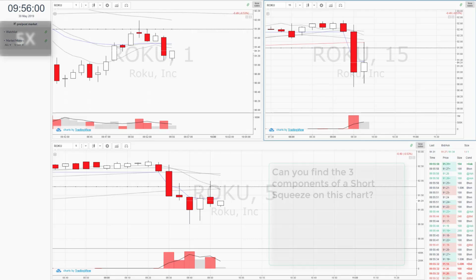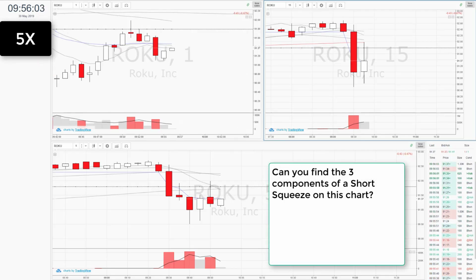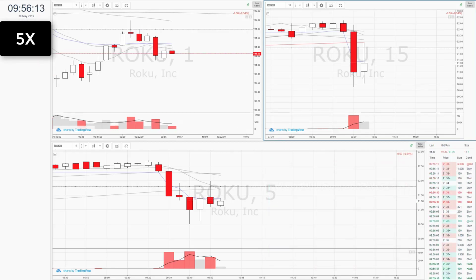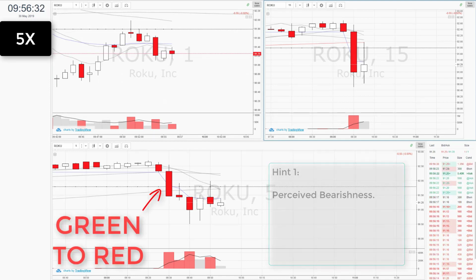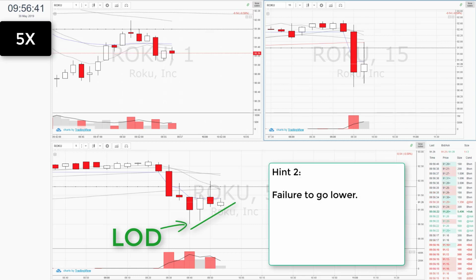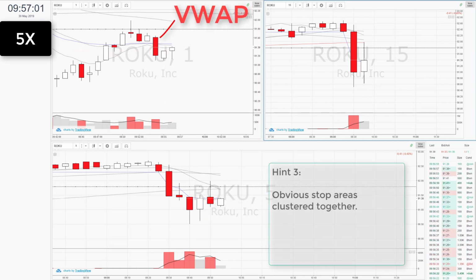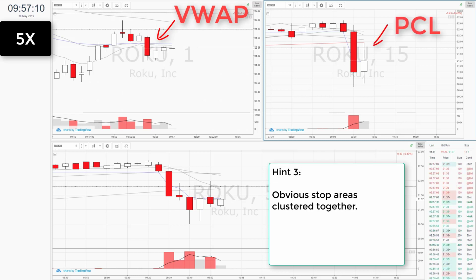Example 3. Can you find the 3 components of a short squeeze on this chart? Hint 1. Perceived bearishness. Hint 2. Failure to go lower. Hint 3. Obvious stop areas clustered together.